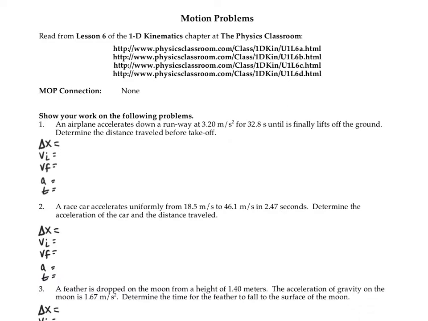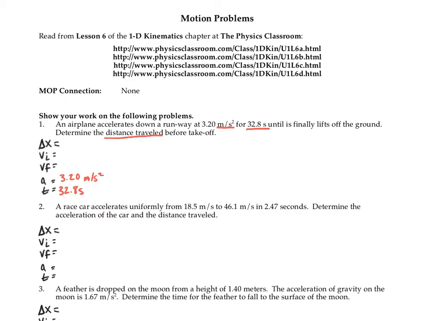So number 1, airplane accelerates down a runway at 3.2 meters per second squared. This unit automatically tells me that's my acceleration. It also says in the problem that's an acceleration, but the meters per second squared is the indicator that is an acceleration. So I'm going to put it under A. For 32.8 seconds. Seconds is time until it finally lifts off the ground. Determine the distance traveled before takeoff.